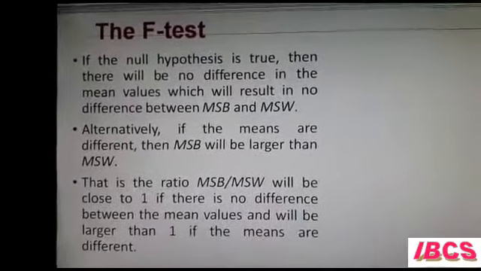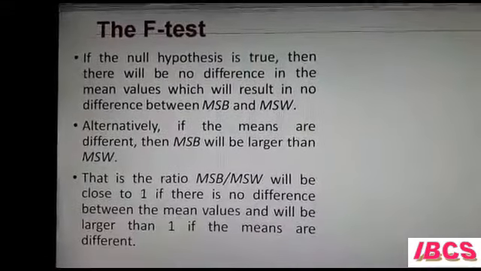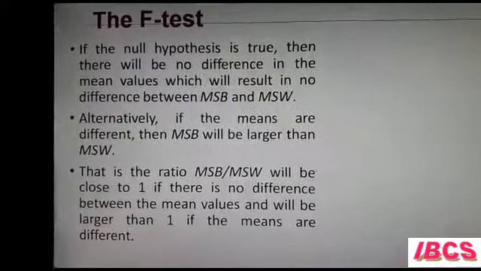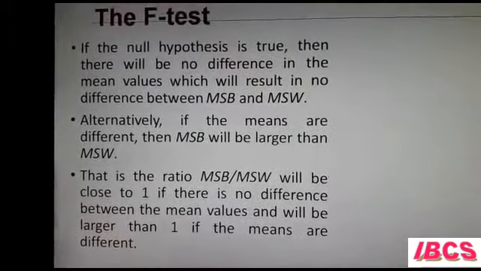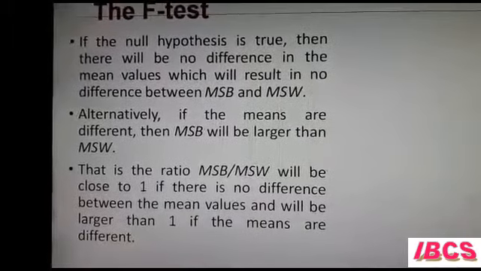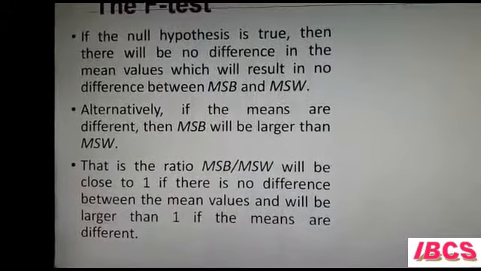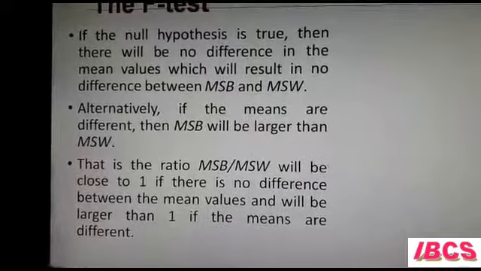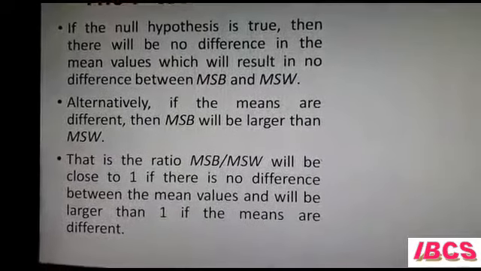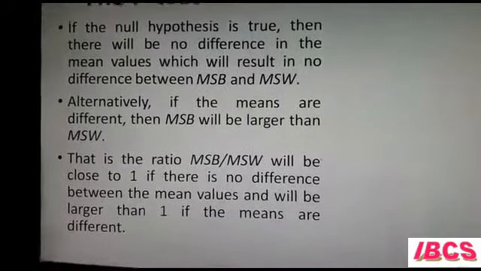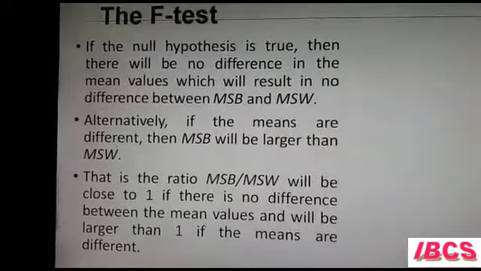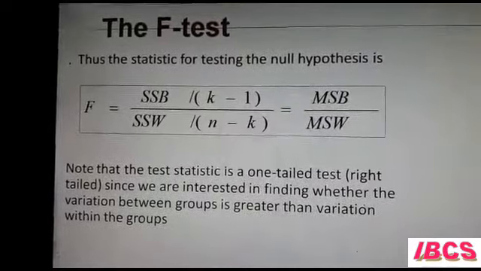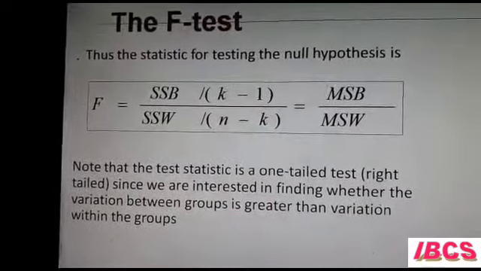And for the F test, if the null hypothesis is true, then there will be no difference in the mean value, which results in no difference between MSB and MSW. And if the means are different, then MSB will be larger than MSW. That is, the ratio MSB by MSW will be close to 1 if there is no difference between the mean values, and will be larger than 1 if the means are different. So this is how the F test is calculated. F is equal to MSB by MSW.